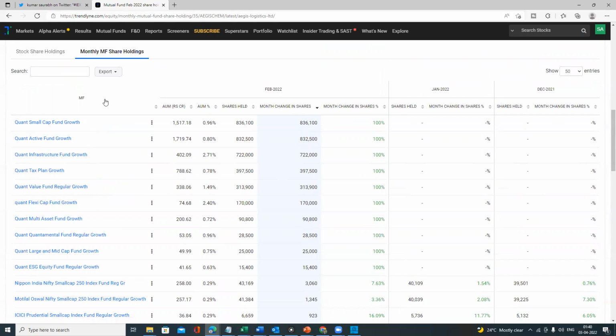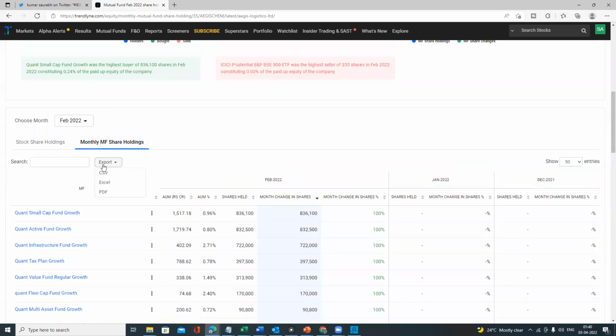So this is how we analyze the mutual fund data. I don't know if you can export it. I have a paid version, so I can, but I'm not sure if you can do that in the free version. But this is how you analyze the overall shareholding data in terms of shareholding percentage, count of people, count of mutual funds, count of entities, and how you analyze monthly mutual fund data.